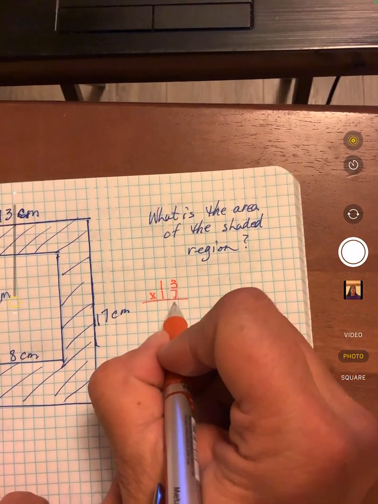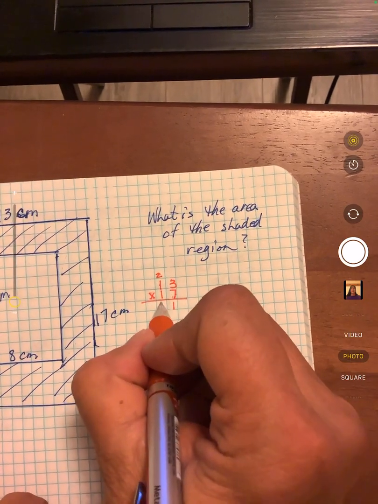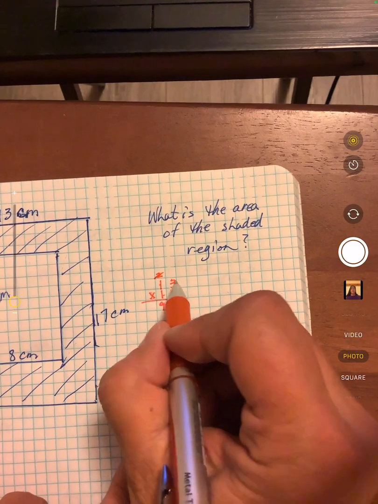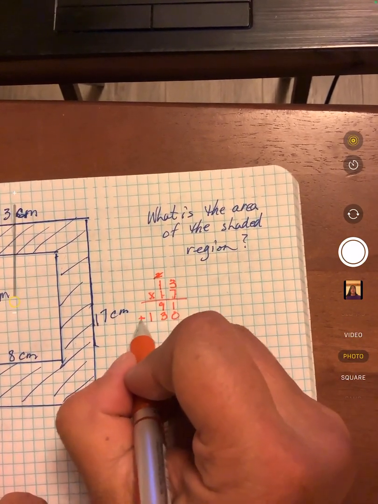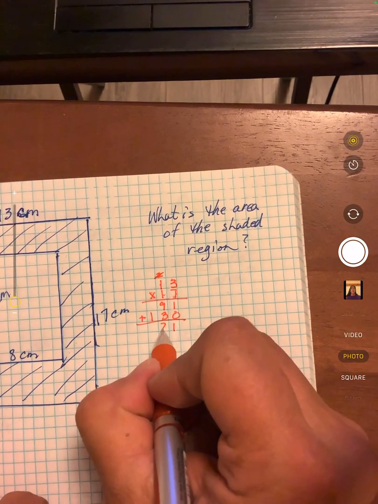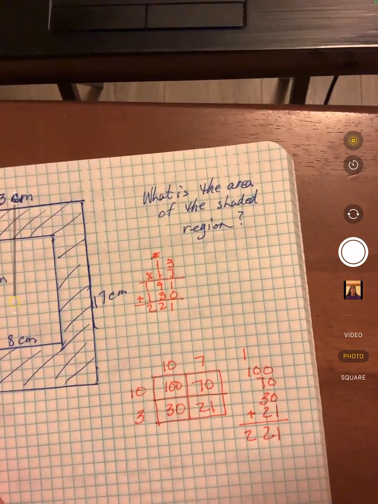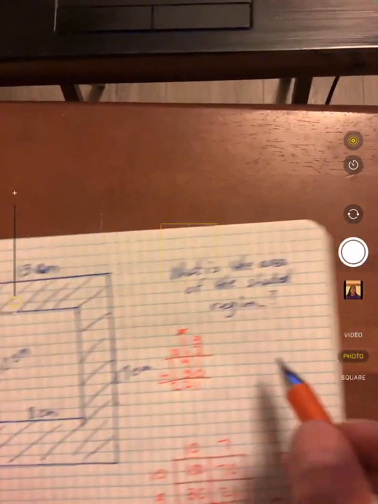You can also go like this. 7 times 3 is 21. 7 times 1 plus 2 is 9. Cross that off. Put your 0 here. 1 times 3. 1 times 1. 1, 12, 221. Okay. And then the inside one is 10 times 8.